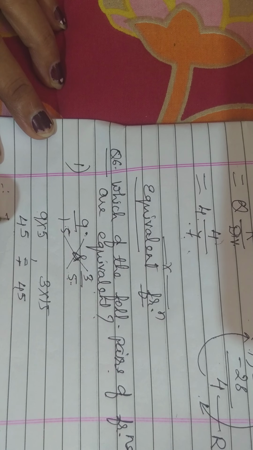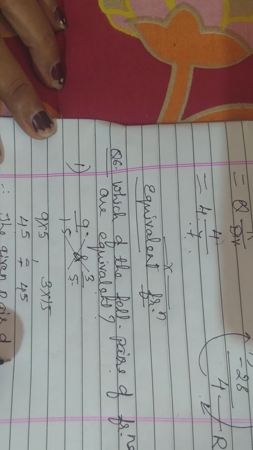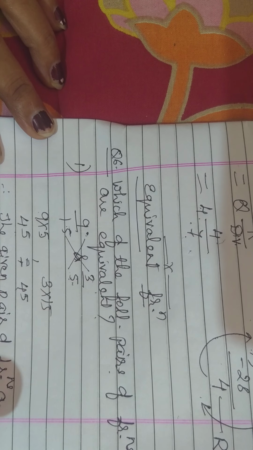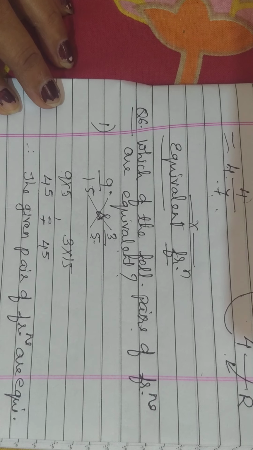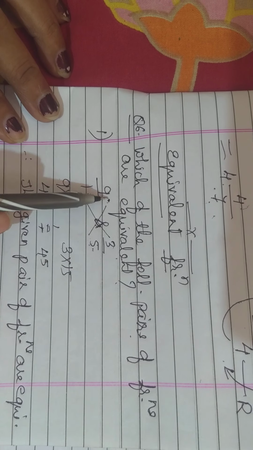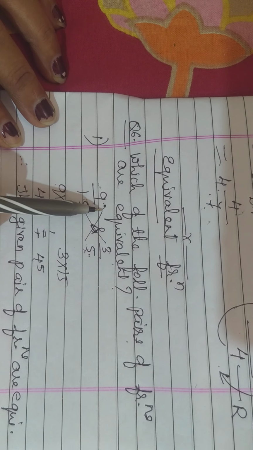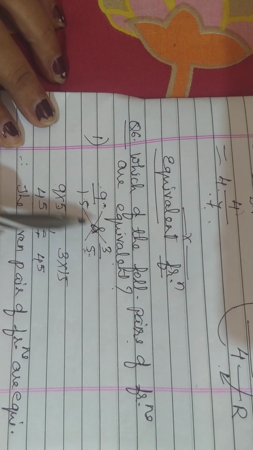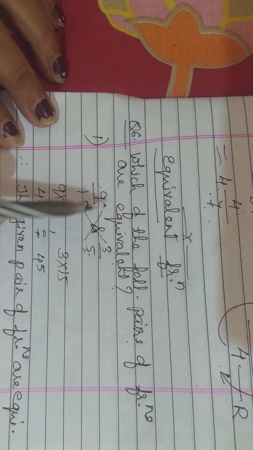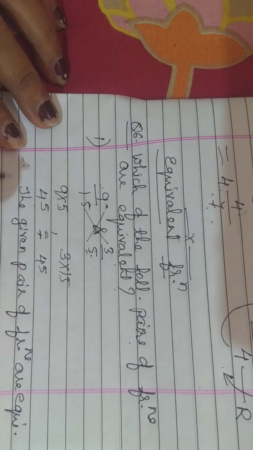Equivalent. So here, therefore, the given pair of fractions are equivalent. So how to check equivalence? Very easy way: use cross multiplication, and you will always start cross multiplication from the first numerator as this line goes here. So 9 into 5 is 45. 3 into 15, find the product. If the products of cross multiplication are equal, it means the given pair is equivalent.